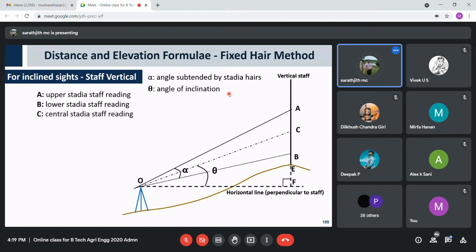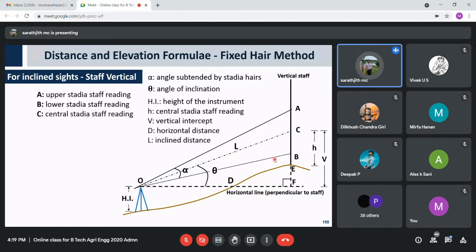If there was no inclination, the central stadia line of sight would fall over the horizontal line of sight. As there is an elevation in the sight, you will have a value of theta as the angle of inclination.